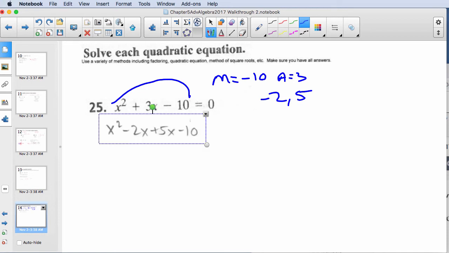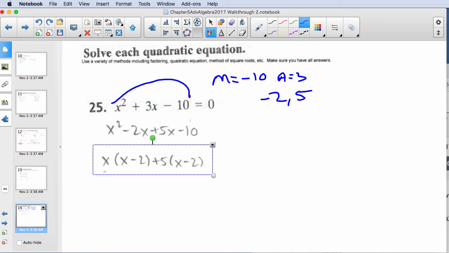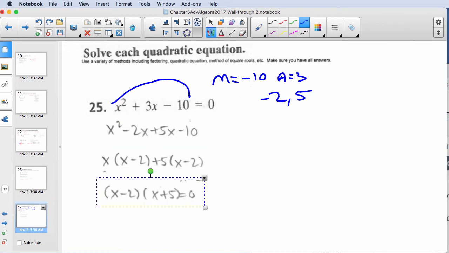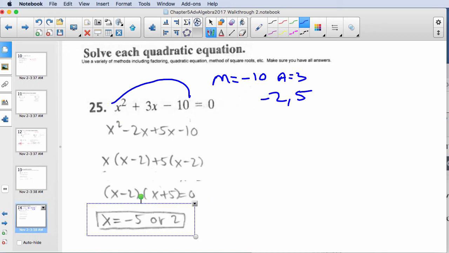And get x squared minus 2x plus 5x minus 10. We factor out the x from the first two terms and the 5 from the last two terms. That gives us x times x minus 2 plus 5 times x minus 2. We can factor out the x minus 2, and then undoing the distributive property, when we distribute, we get x plus 5. So that's now factored, and by the zero product property, we recognize that x can either be equal to 2 or x can be equal to negative 5.